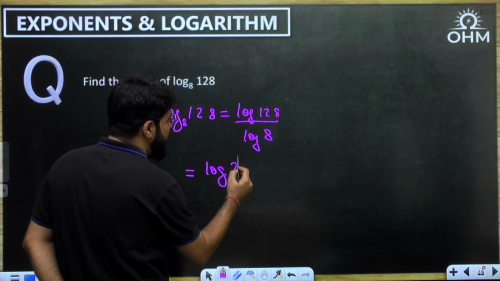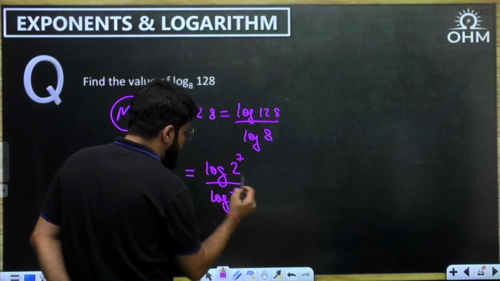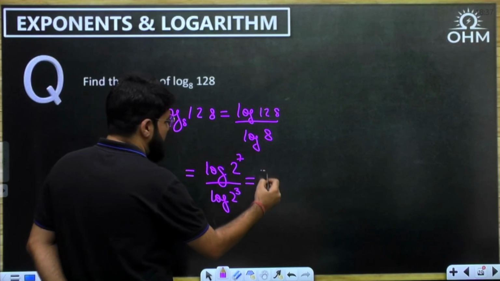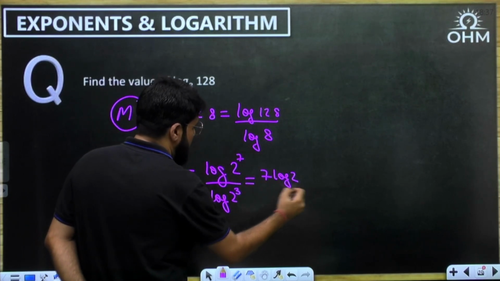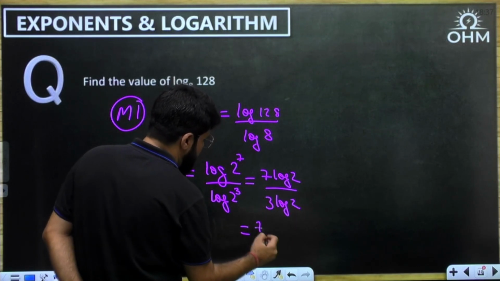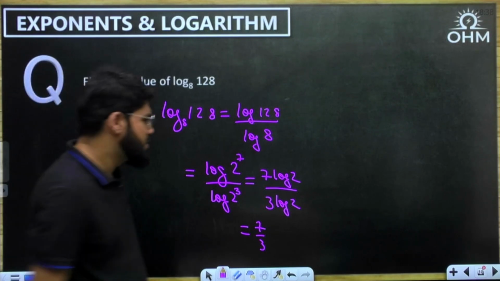Now 128 is 2 power 7, and 8 is 2 power 3. Now the power inside the number will come outside. So this is 7 log 2, and the denominator becomes 3 log 2. Log 2 is cancelled. 7 by 3 is the answer.